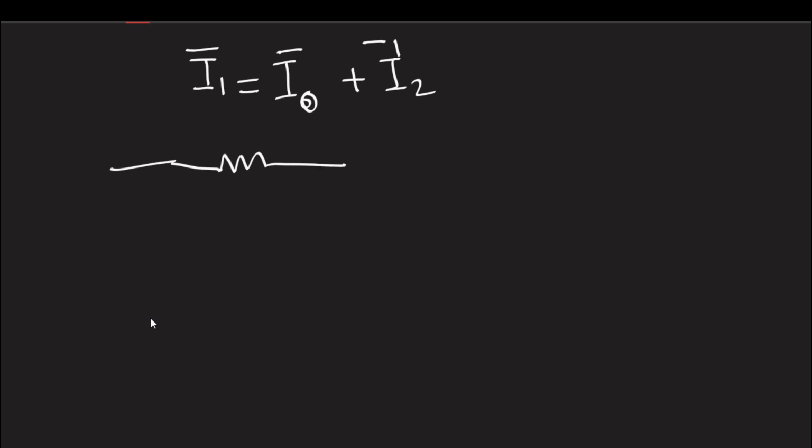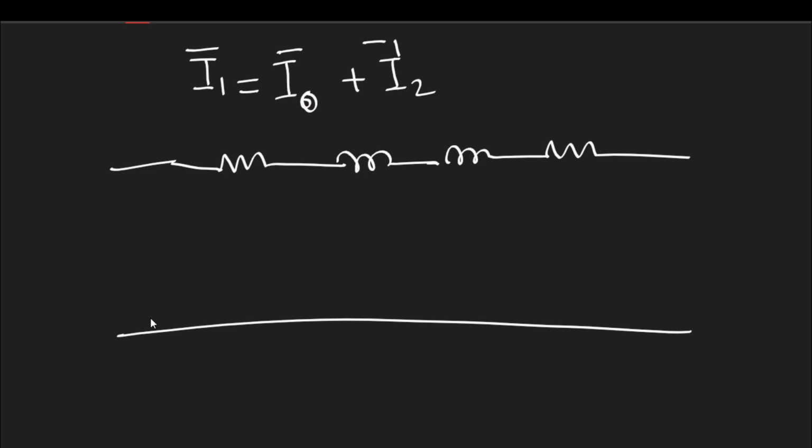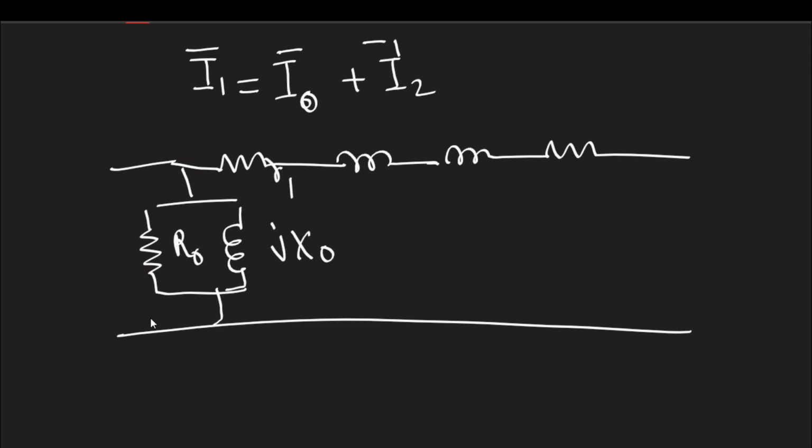If we forget the polarity of induced EMF, then what can we have? We can have a simple thing like this. Here we will have R1, jXl1, jXl2 dash, R2 dash, and here you are giving V1. Here you are getting V2.